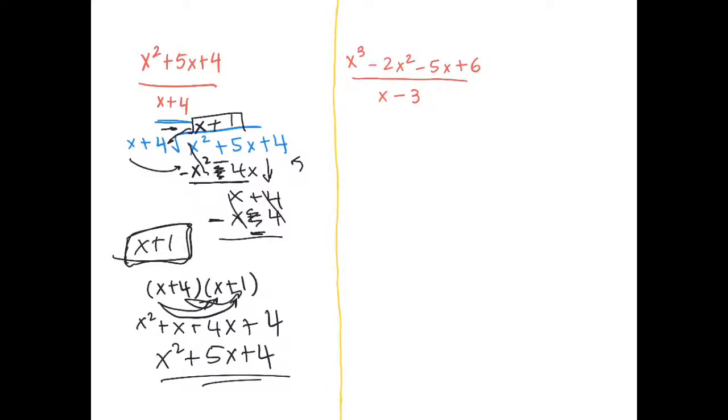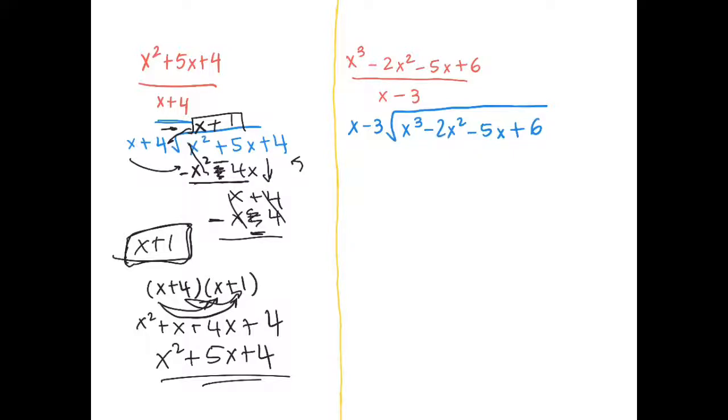Now let's look at a slightly more difficult equation. We've got x cubed minus 2x squared minus 5x plus 6 divided by x minus 3. Now let's set this into long division format. So we've got x minus 3 divided by x cubed minus 2x squared minus 5x plus 6. Now let's go ahead and solve this.